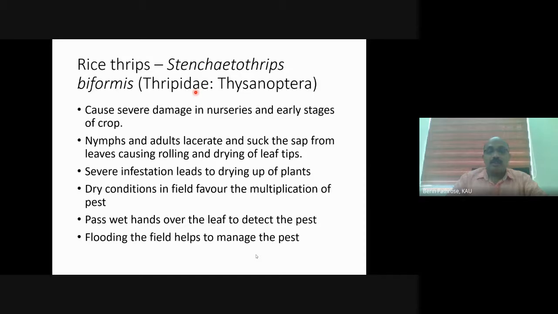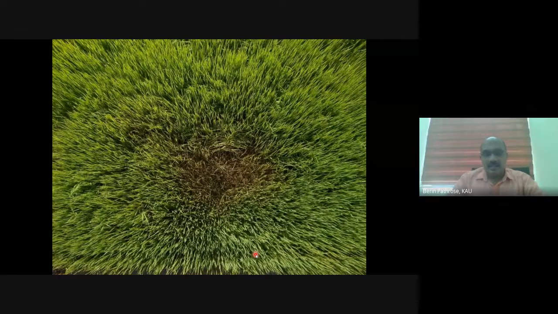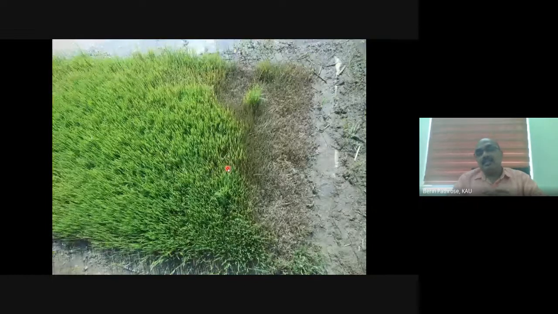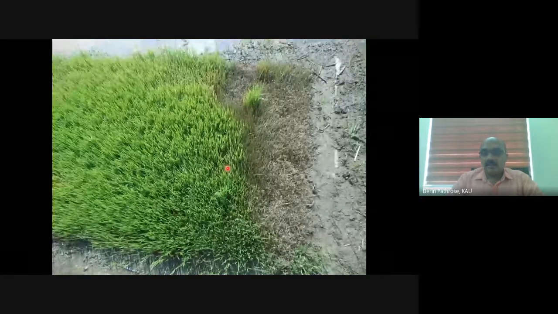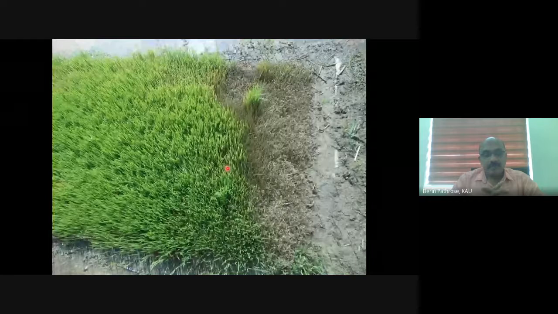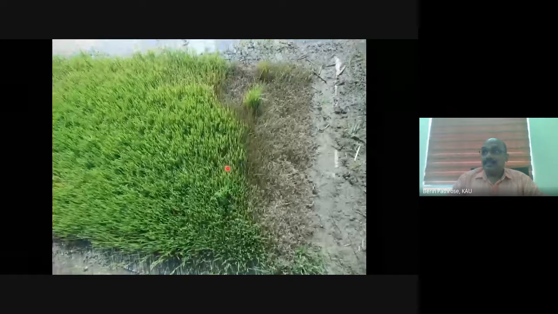So I will show a few pictures. See this. This is a nursery, completely dried up. You can see this. This is a mat nursery. Have you studied mat nursery? What is a mat nursery? What are the different kinds of nurseries prepared for rice crop? Anyone?